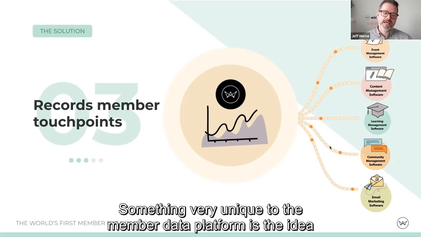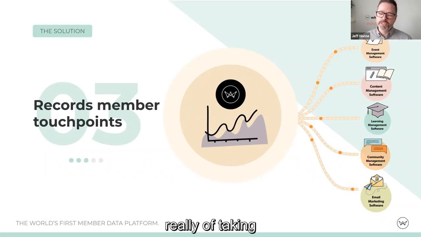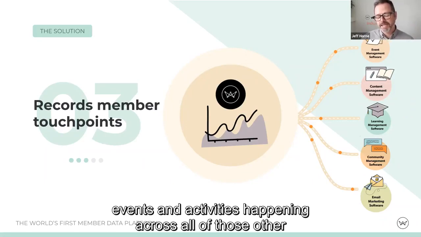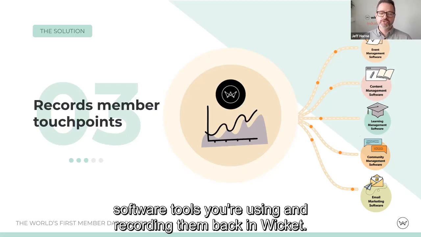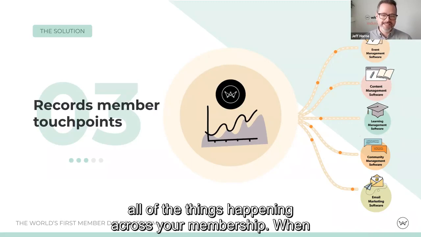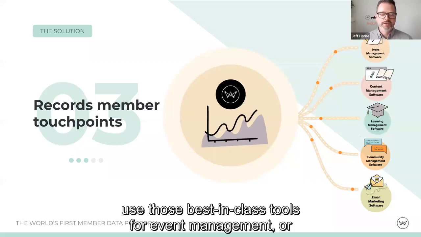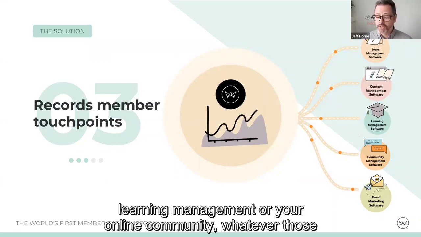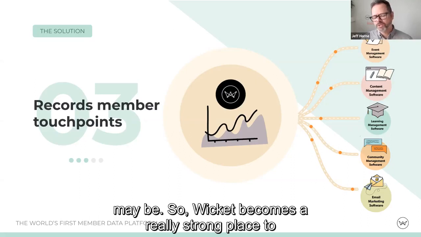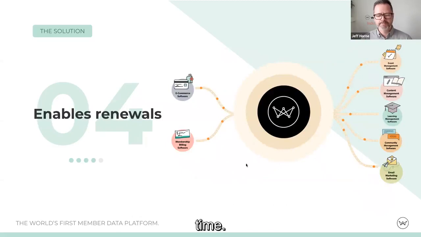Something very unique to the member data platform is the idea of recording member touch points. This is the concept of taking events and activities happening across all of those other software tools you're using and recording them back in Wicket. What this does is it allows you to still see a single view of all of the things happening across your membership when looking at a member record, while still being empowered to use those best-in-class tools for event management or learning management or your online community, whatever those may be. So Wicket becomes a really strong place to understand what's happening with your membership at any given time.